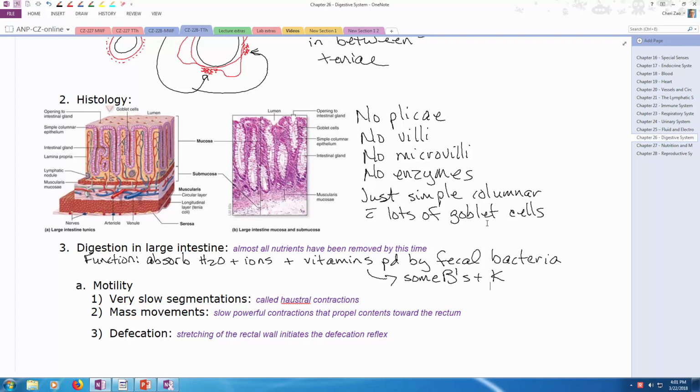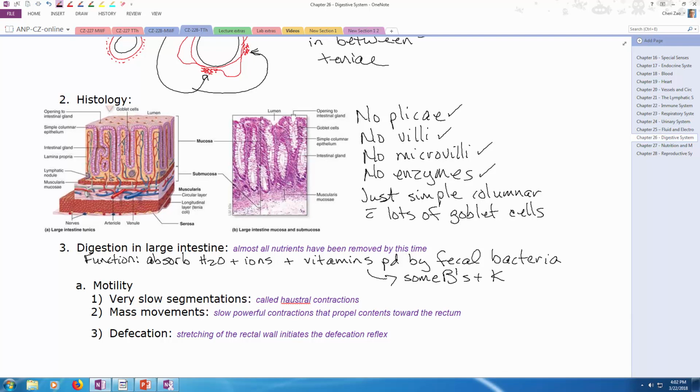We have no plica there. We have no villi. We have no microvilli. So we're not trying to increase the surface area because most of the absorptive features that we need have been taken care of in the small intestine. However, we have lots of water still with what is now our fecal material inside the large intestine. And so we need to actually absorb water and the various ions that are always associated with our fluids such as water. Additionally, we have no enzymes because remember, enzymes are for chemical digestion, and so that's not a feature of the large intestine.